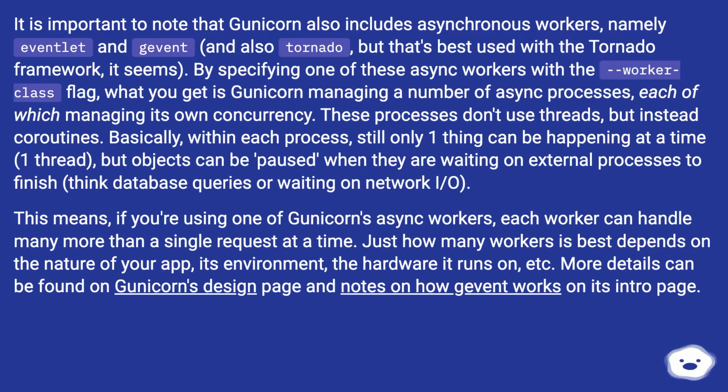This means, if you're using one of gunicorn's async workers, each worker can handle many more than a single request at a time. Just how many workers is best depends on the nature of your app, its environment, the hardware it runs on, etc. More details can be found on gunicorn's design page and notes on how gevent works on its intro page.